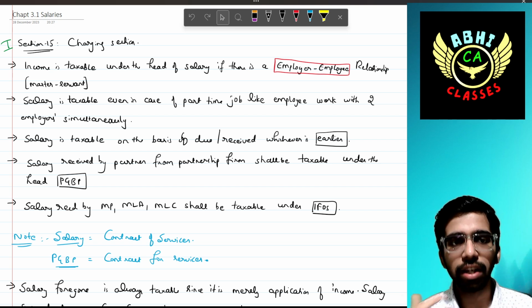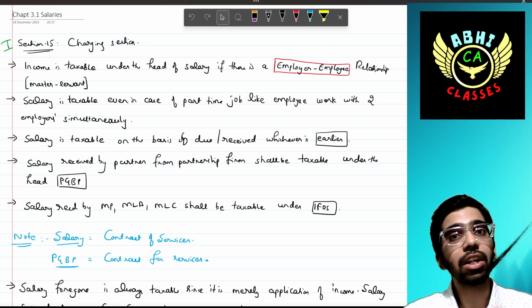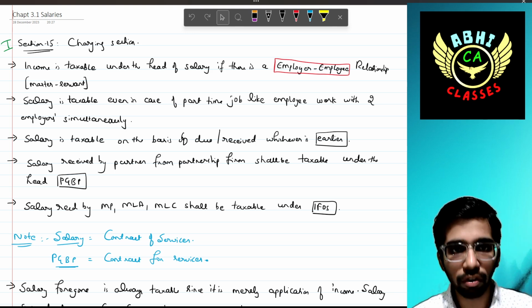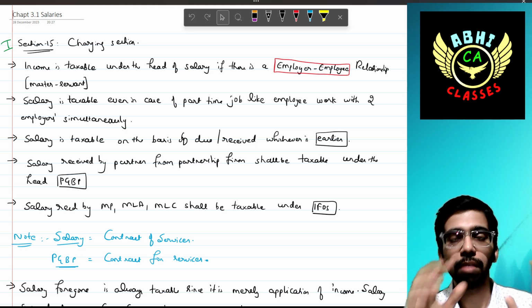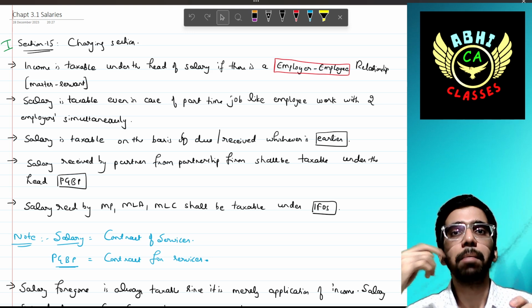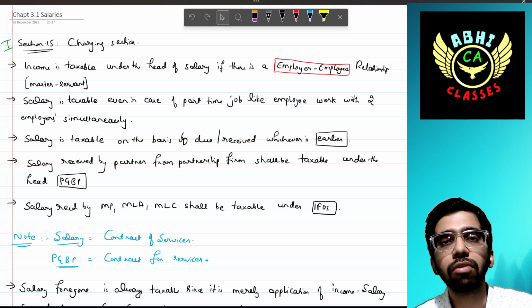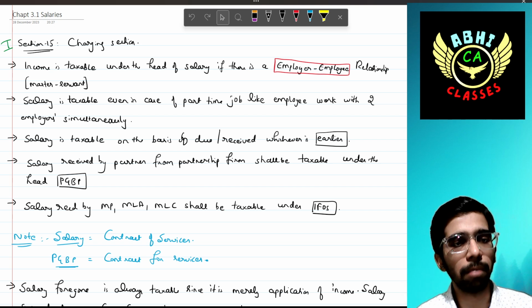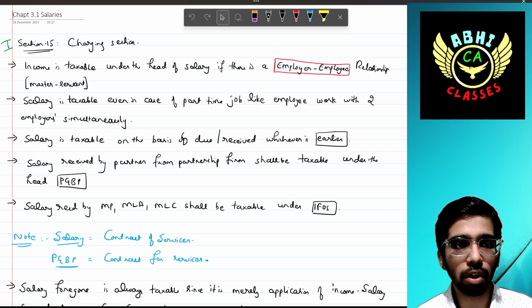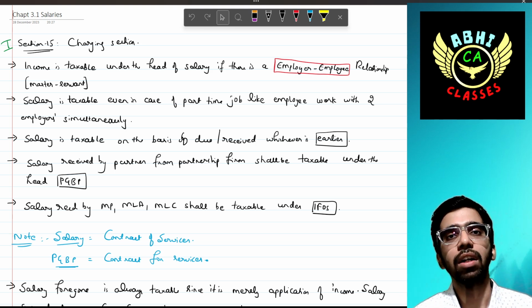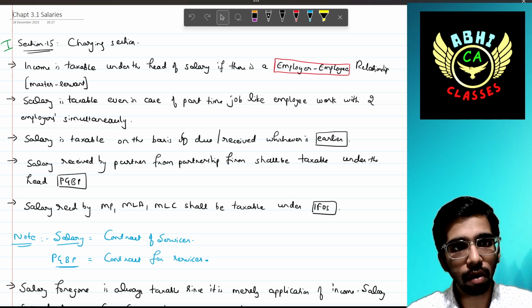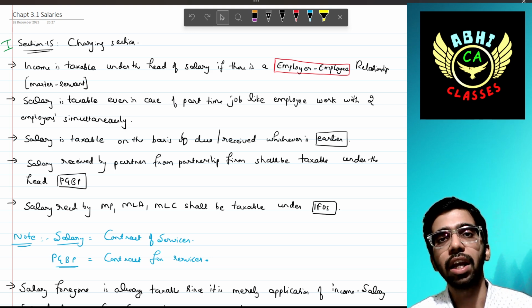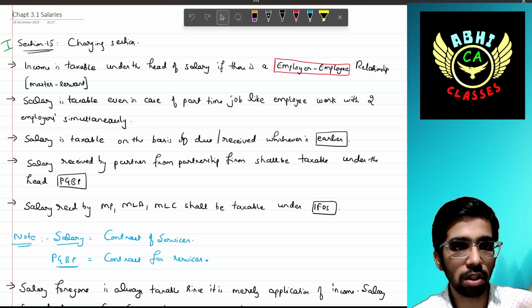Next, salary received by a partner from a partnership firm shall not be taxable under the head salary. It will be taxable under the head PGBP, that is profit and gains from business or profession, because it's a type of business income. Keep it in mind, it may be asked in your MCQ part. A salary received by MP, MLA, MLC shall be taxed under the head IFOS, because there is no employer-employee relationship between the government and that MP or MLA, and hence it will be taxed under the head IFOS, that is income from other sources. This is a basic concept.